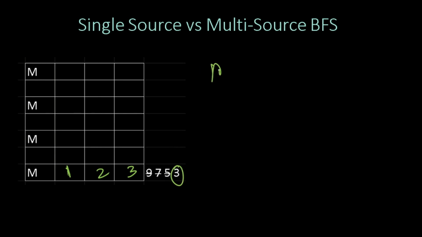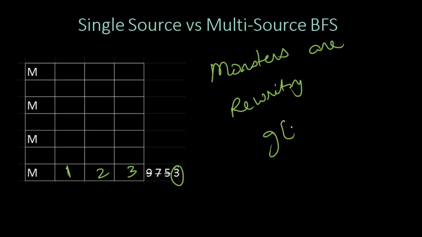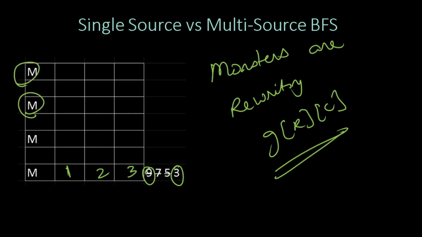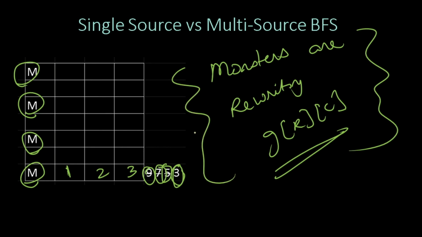So in other words, monsters are rewriting G of row comma column again and again. So the time at which lava can get here, as per this monster we started with 9. As per this monster it said, hey, no need to worry till 9, I can get here in 7. This monster said, no, I will get here in 5. And finally the last monster said, I can get here in 3. So many rewrites. That is why a single source BFS, that is doing one volcano at a time, will simply not work.